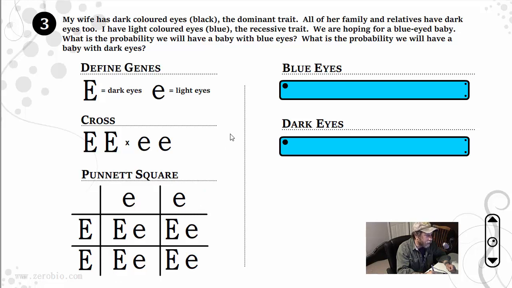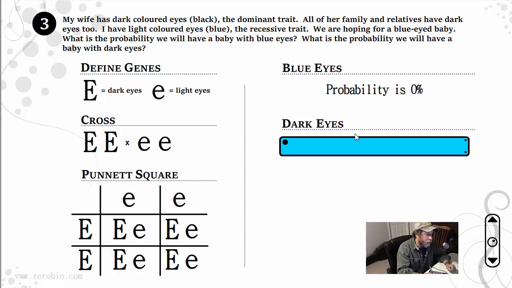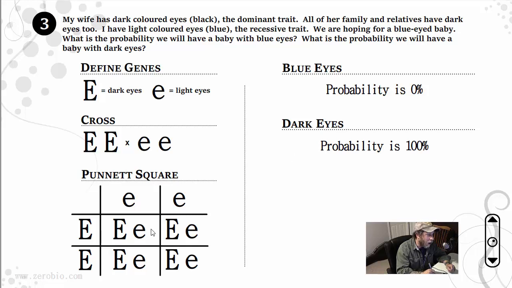We can now answer the question. Can my wife with her dark eyes, homozygous dark, and me with my blue eyes, can we produce a blue-eyed baby? No, we cannot. Probability is 0% of a blue-eyed child. There's no little e possible here. What is the probability of having a baby with dark eyes? Well, it's going to be 100%, right? All of them are going to have dark eyes.